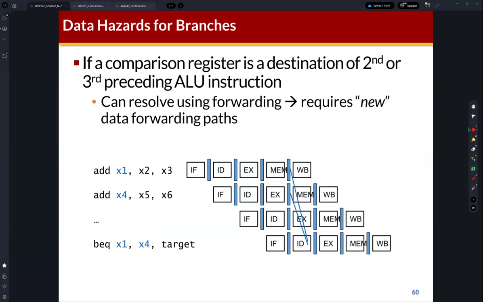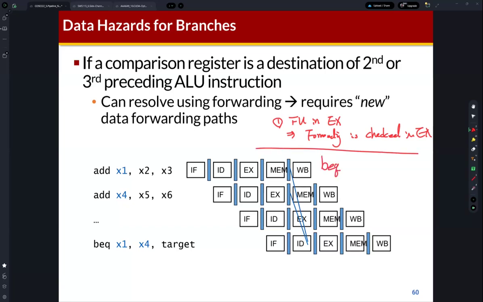So where is the data forwarding unit? The first question, where is the data forwarding unit? In the EX stage, right? So the forwarding unit is in the EX stage, which means the forwarding is checked in the EX stage, right? Then what's the problem?